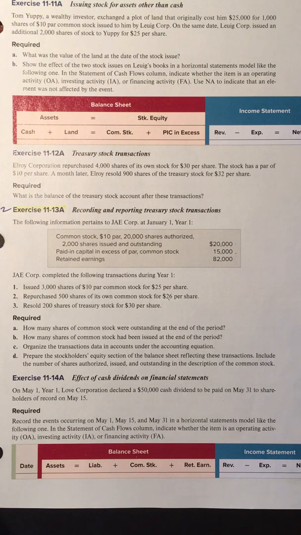So in this case, they have three different transactions that occur during the year. They issue 3,000 shares of $10 par common stock for $25 per share. They repurchase 500 shares of their own common stock for $26 per share. That's going to be treasury stock. And then they resold 200 shares of that treasury stock for $30 per share. So I'll walk through the requirements here. The first one is how many shares of common stock were outstanding at the end of the period.